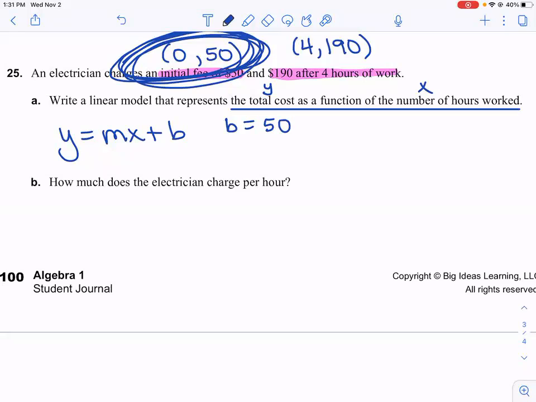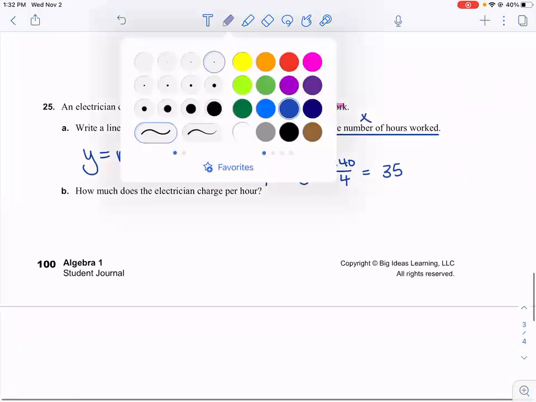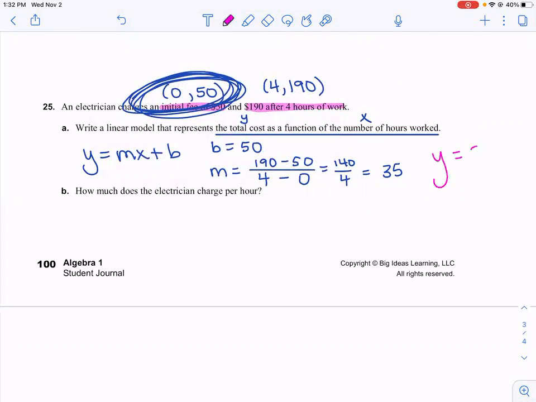Okay, can we calculate our slope? Yeah, we can calculate our slope. We have two coordinates, don't we? Let's take y minus y over x minus x. What's this? 140 over 4? Is that 35? So our linear model is y equals 35x plus 50.